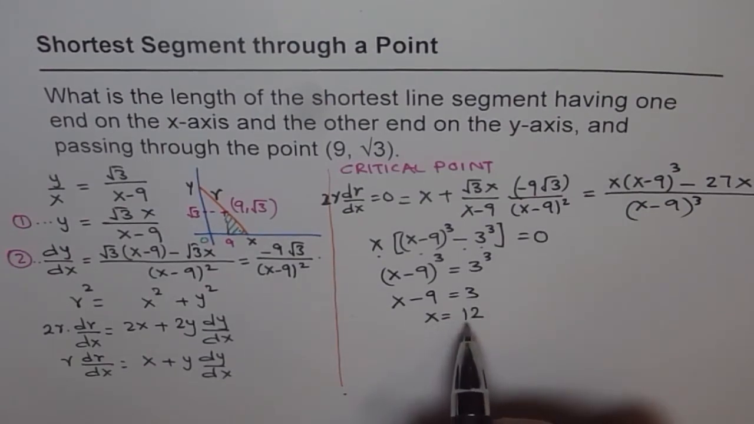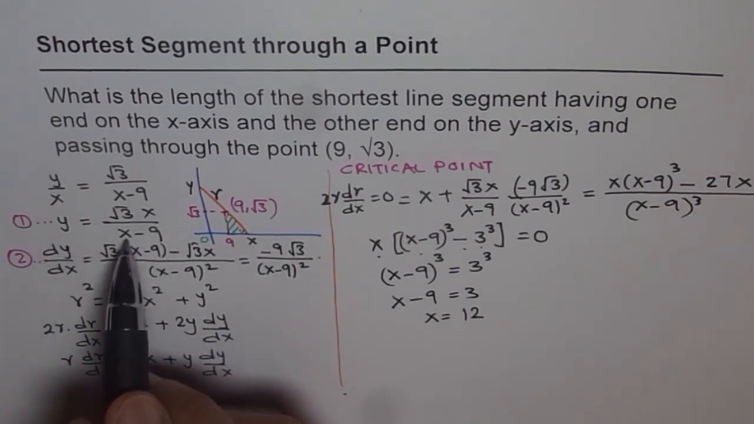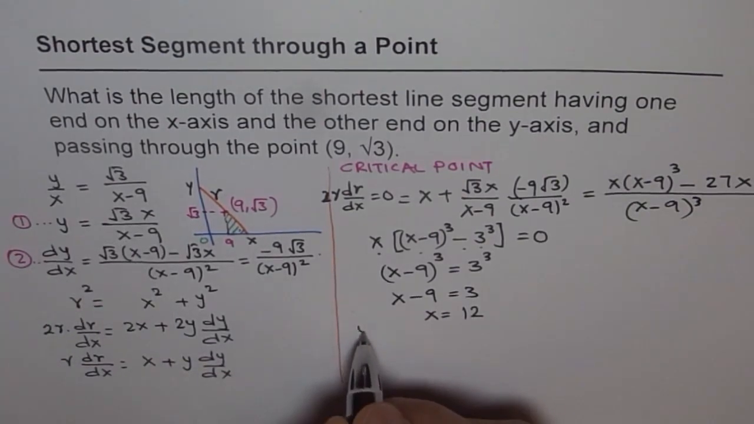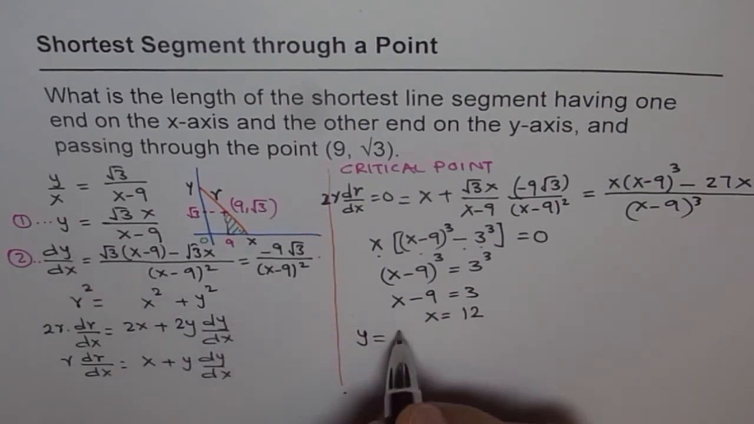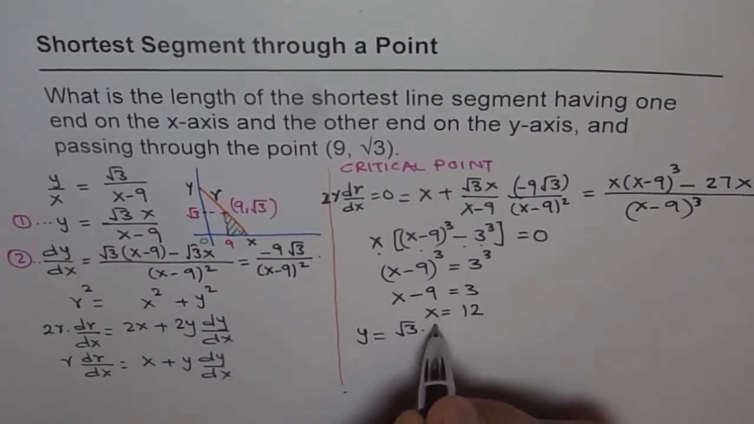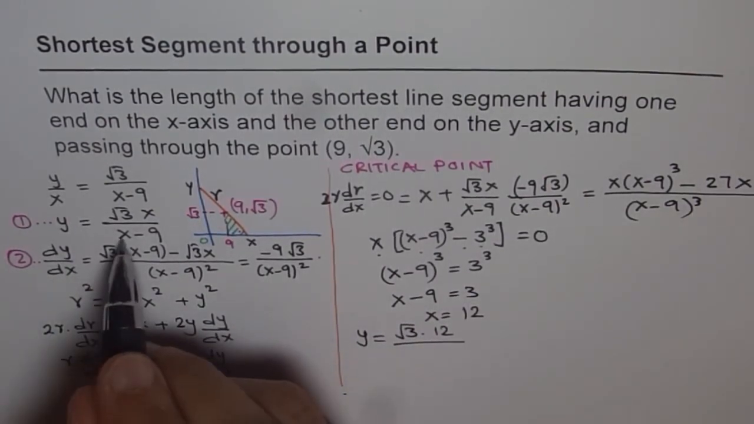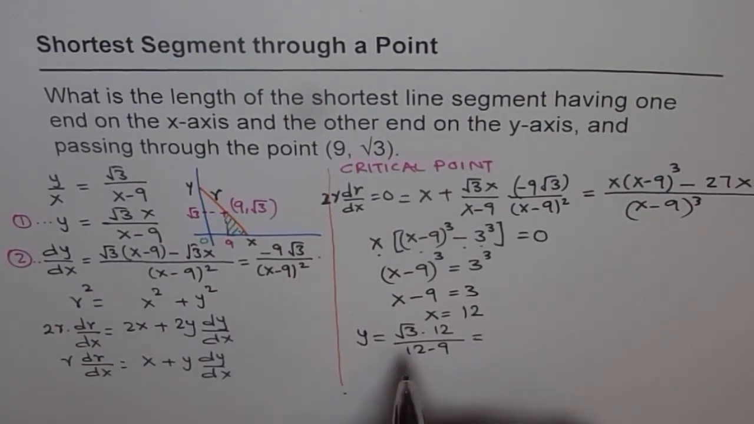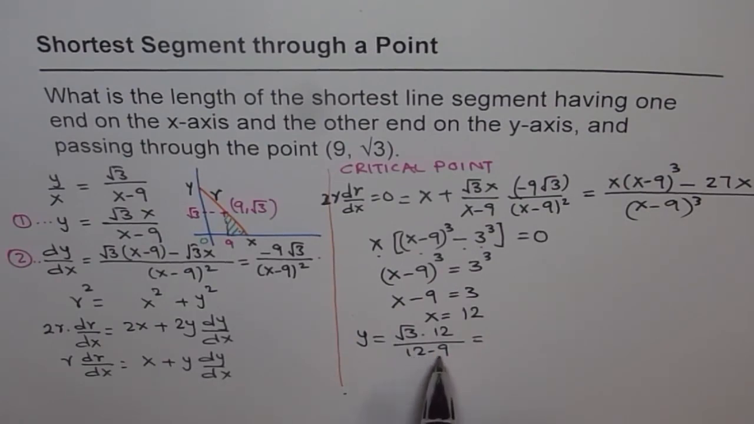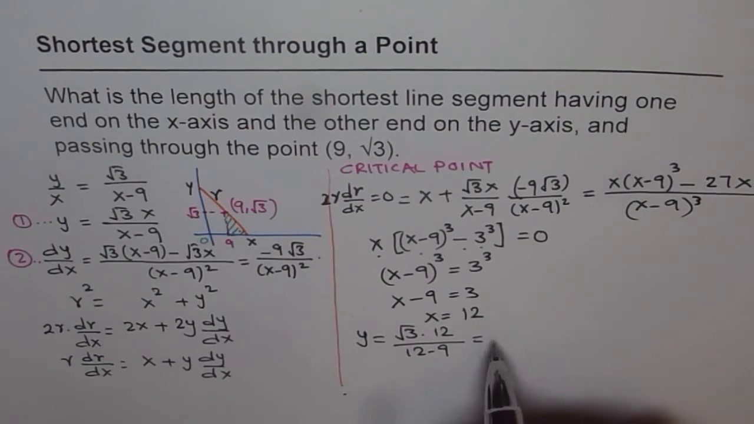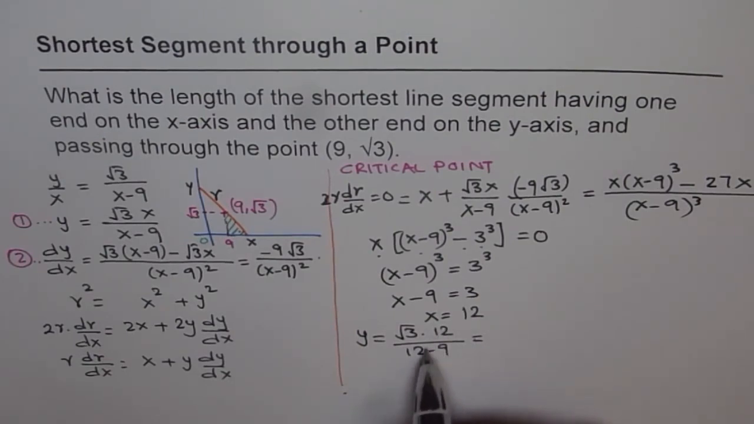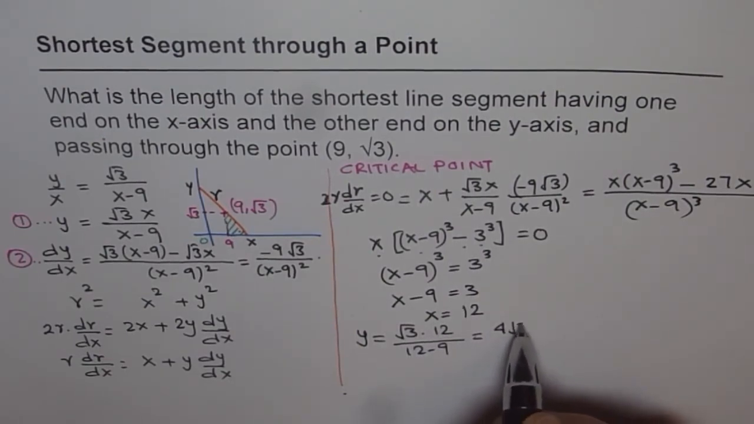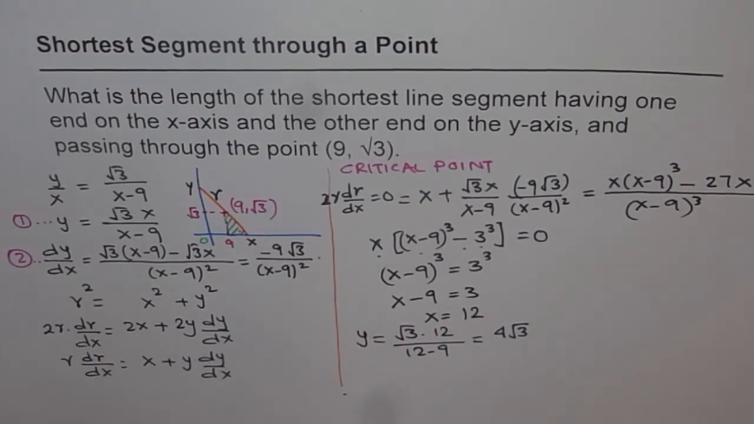Now at x equals 12, what is the value of y? y is square root 3x over x minus 9. Let's find that out. So y equals square root 3 times x, which is 12, over x minus 9, which is 12 minus 9, correct? 12 minus 9 is 3. So 3 divided by 12 is 4. So we get 4 square root 3. So that is the value of y.